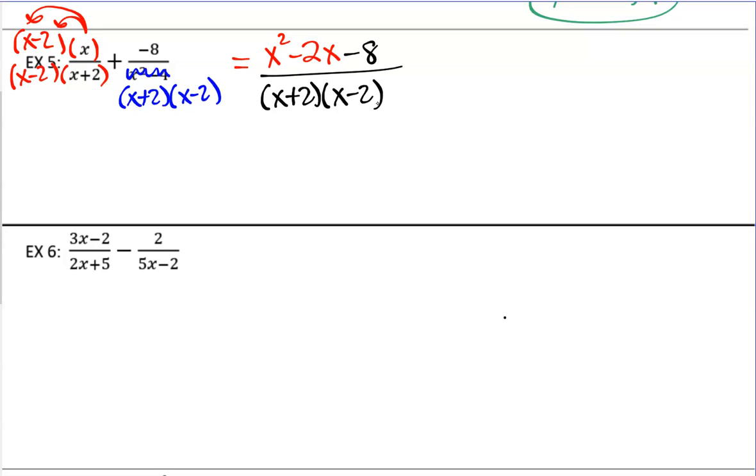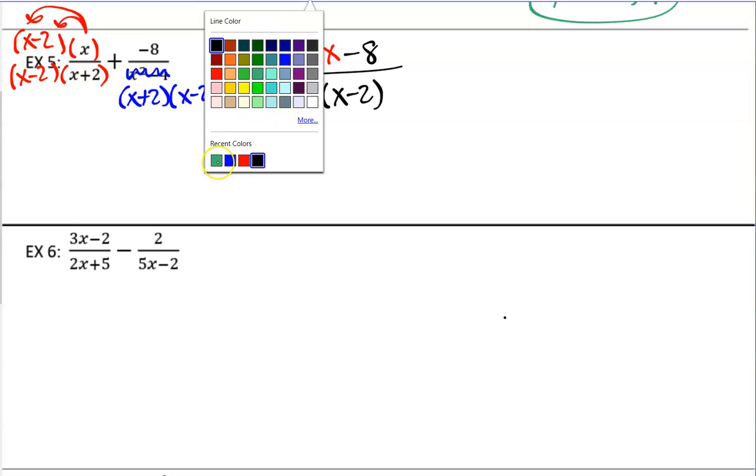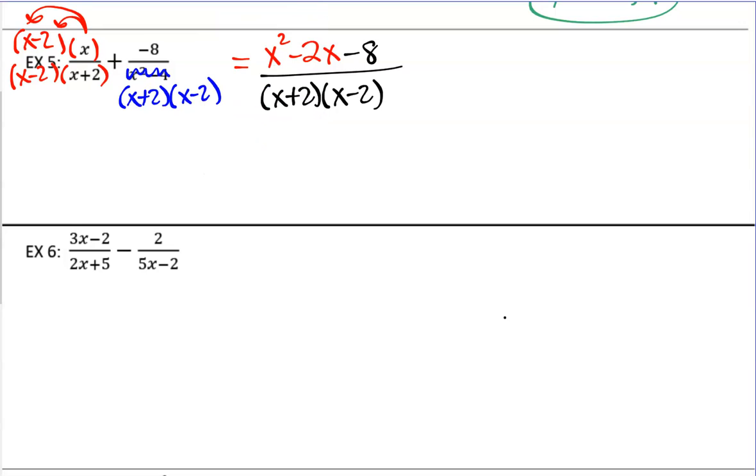Okay, so here, I'm going to go ahead and list my restricted values. So what pieces could x not equal? Well, it's always going to come from your common denominator. So here, x is not allowed to be equal to negative 2 or positive 2, because that would make them 0. But what I do notice, and this is the fun part, I can actually factor my numerator here.